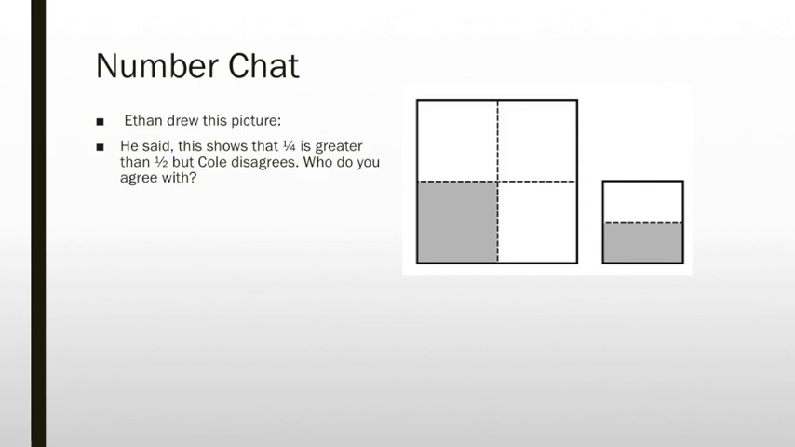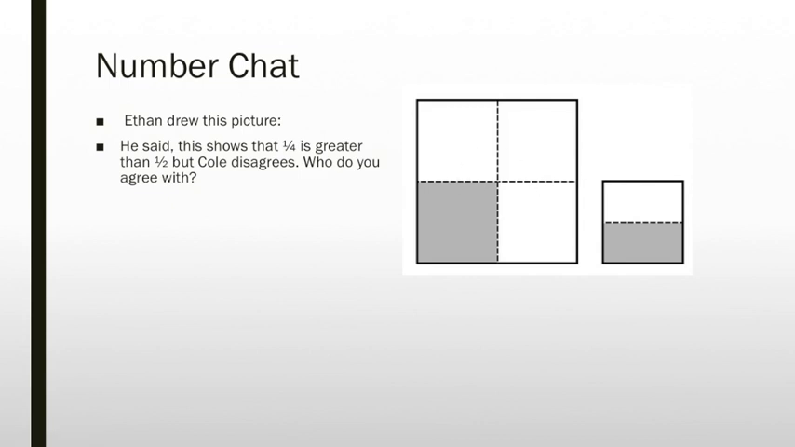Now, some of you may agree with Ethan because when you look at this picture, it clearly shows that this shaded region on the right over here has a smaller area that is shaded than the region on the left. However, this picture doesn't help us to compare the fractions 1/4 and 1/2, and there's a big reason. And I think this is the reason that Cole disagrees. It's because when we're comparing two wholes, we have to remember that our wholes have to be the same size. And that's not the case for these two models. They have different areas and they have a different size.